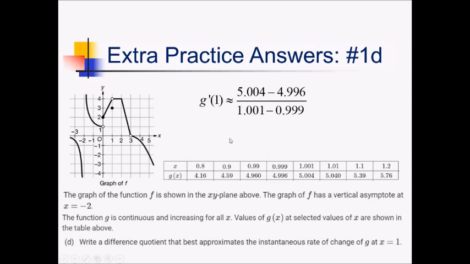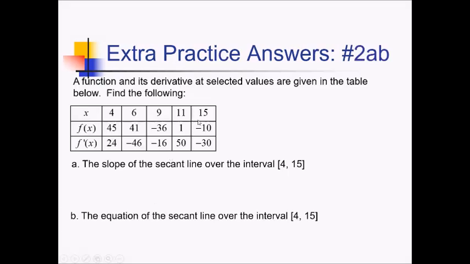Truth in advertising. On this problem, a function and its derivative are given in this table here, and based off this table, we want to do the following. First task, we want to find the slope of the secant line over the interval from 4 to 15. For this, we basically need to use the slope formula. We need to do f of 15 minus f of 4, basically y2 minus y1, over 15 minus 4.